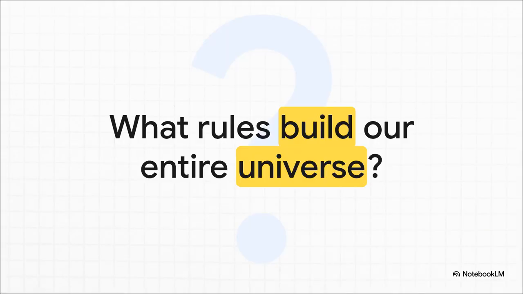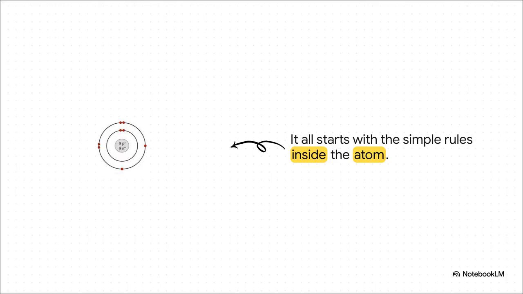It's a huge question, right? I mean, it sounds like it should have some ridiculously complex answer. But here's the amazing part. The core rules that build literally everything we can see and touch are hidden inside the simple structure of a single atom. So this little diagram right here, this is going to be our roadmap.